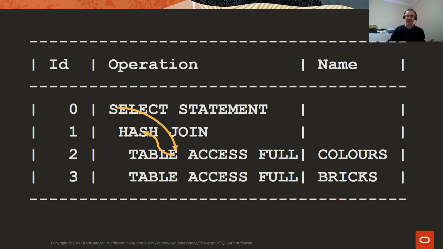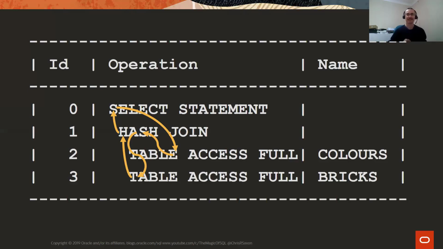Build the hash table here, and then look for the next unvisited leaf here. That's the full scan of the bricks table. Read all the rows out of that, start passing them back up to the hash join, find the matching rows, and return them to the client. So far, hopefully, fairly straightforward.